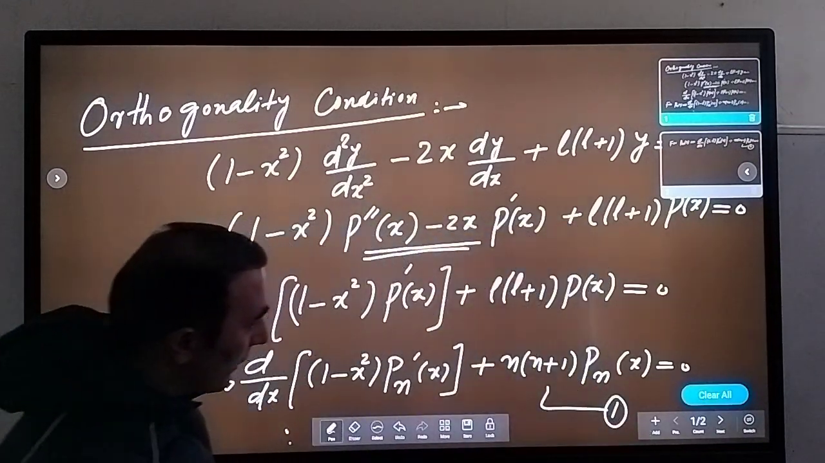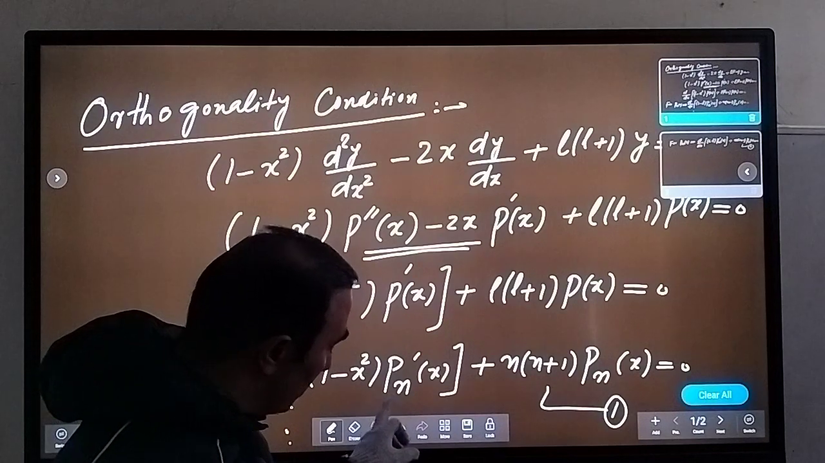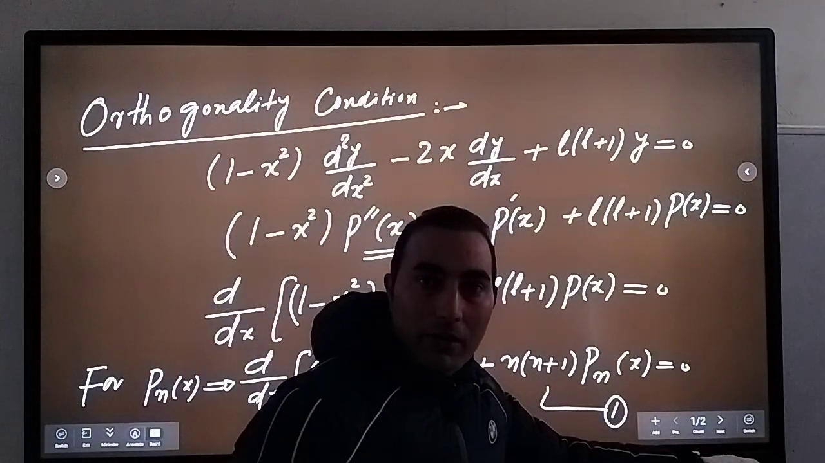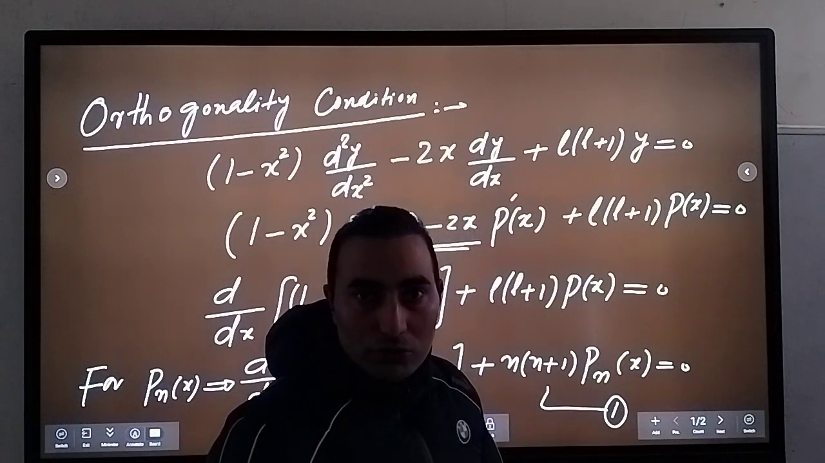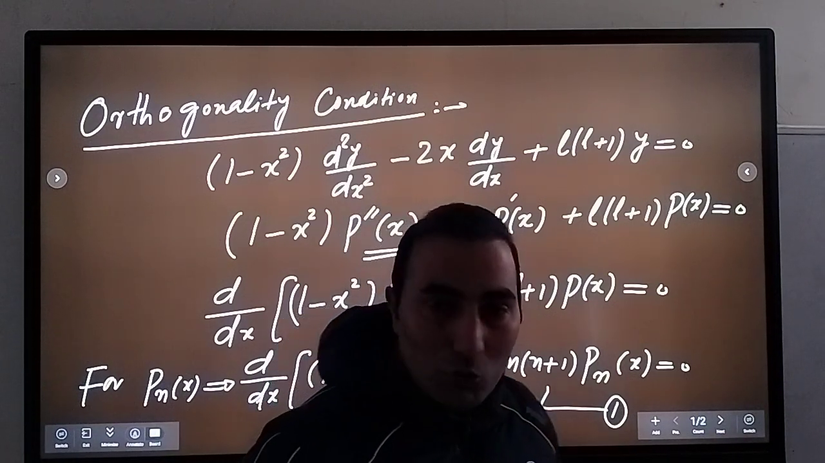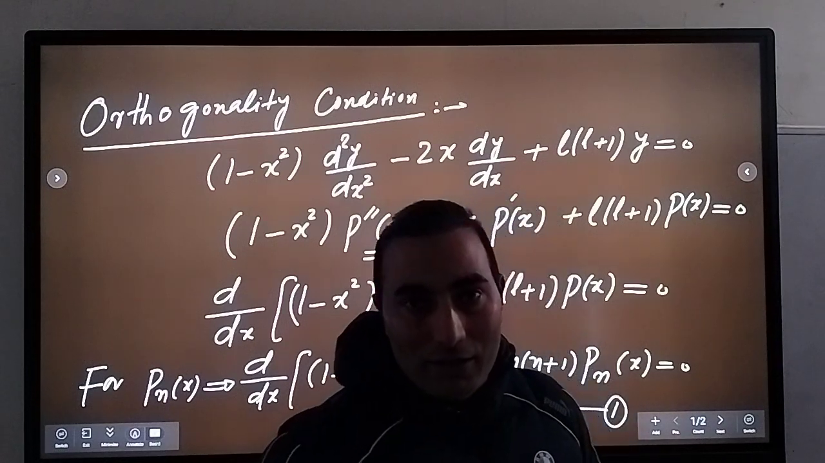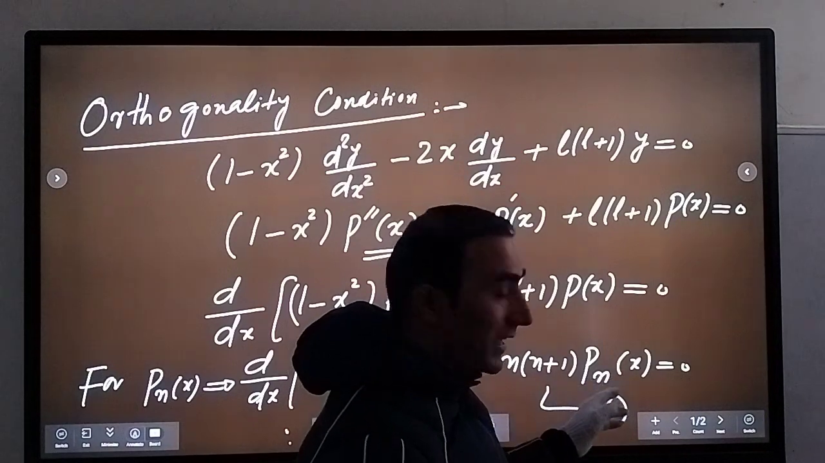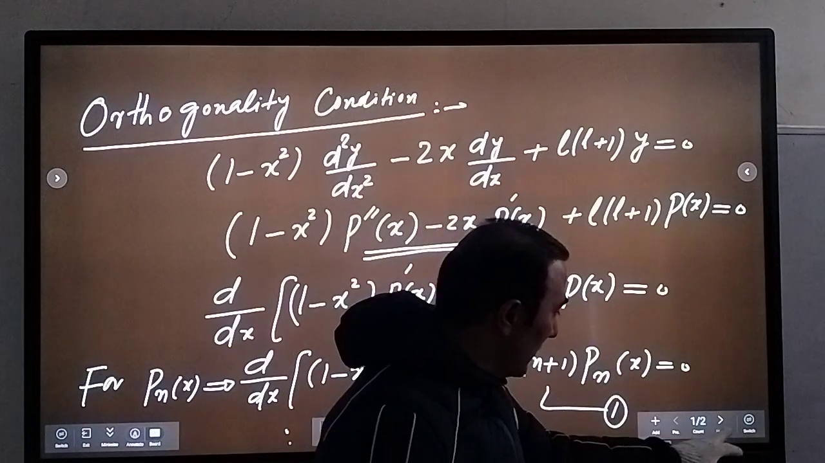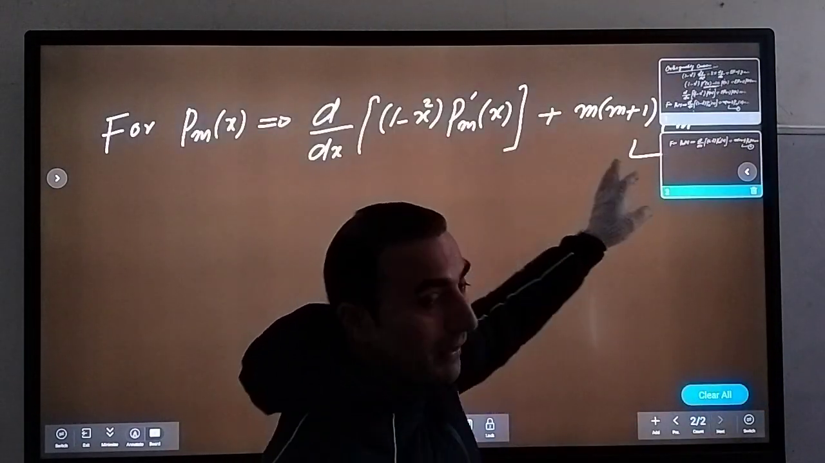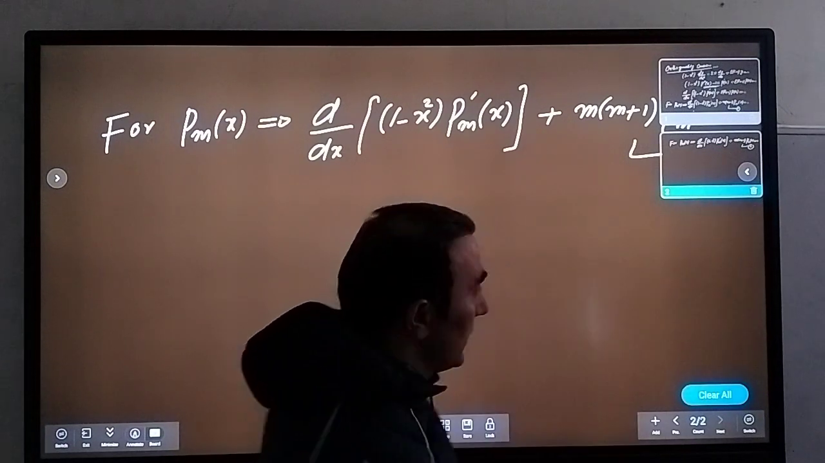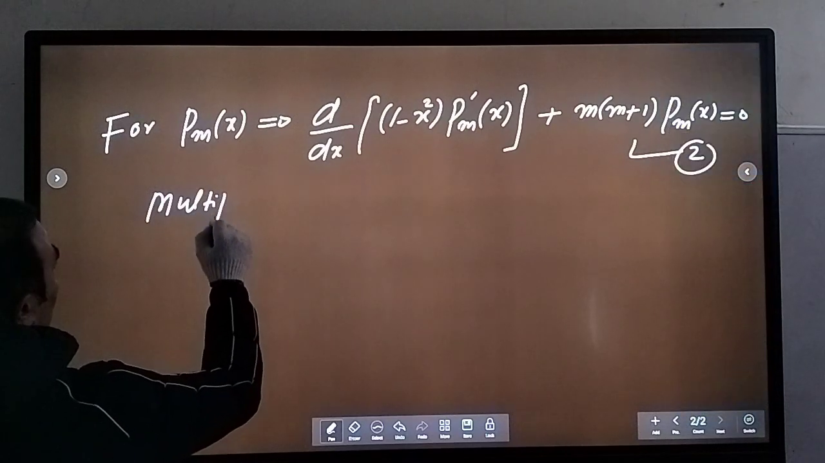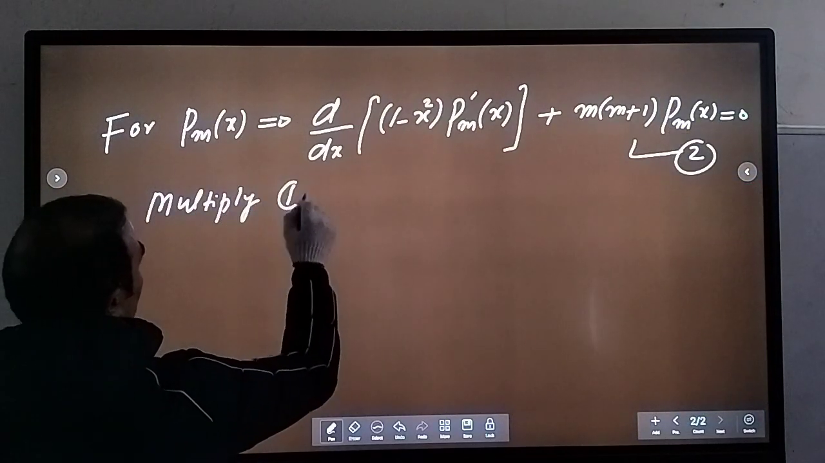Okay. So what I will do here, I will multiply equation first by Pm of x and then multiply equation second by Pn of x in order to get Pn and Pm both, right? Because you know the condition for orthogonality, right? So in order to get that, you need to multiply the reverse coefficient. So for this Pn of x, you need to multiply Pm of x, and similarly for this Pm of x, you need to multiply by Pn of x, right? So we can write here, multiply first by.